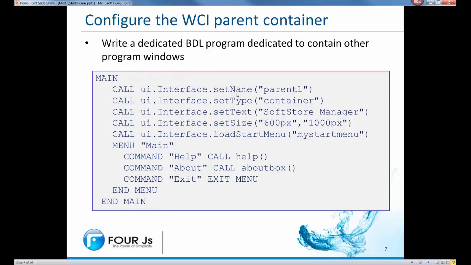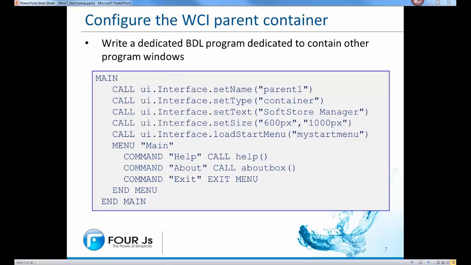So what we show you here is on the main application, so like on this main Start menu window here, here's where I say that this is going to be a parent container. I've identified it as a container type. I've given the parent a name. Here I'm calling it parent1. I could give it some text. Set text equal to soft store manager, so for the title. I can say what size I want it to be. And then I load up my Start menu. So here's a ui.interface.load Start menu command. And I specify the name of that XML file.